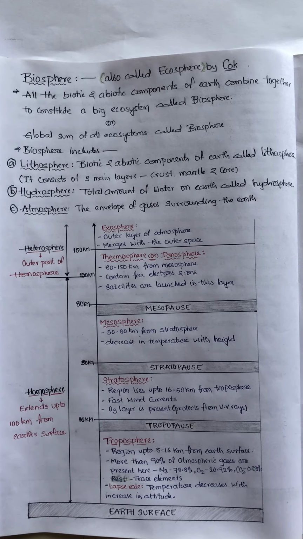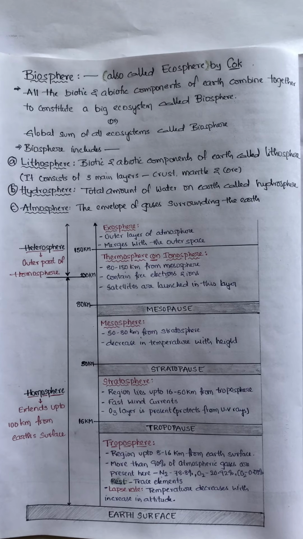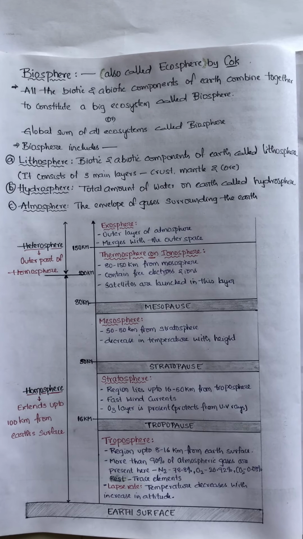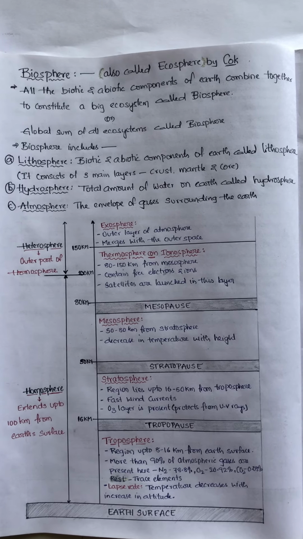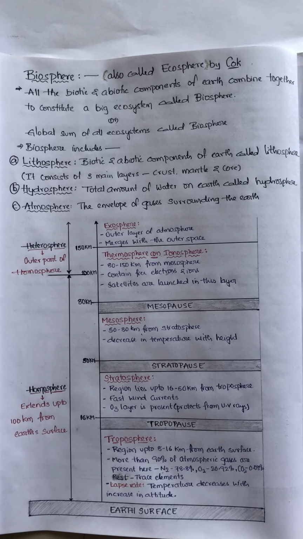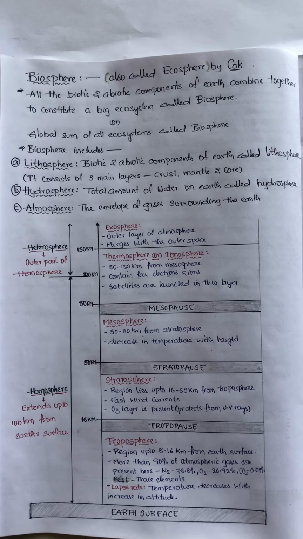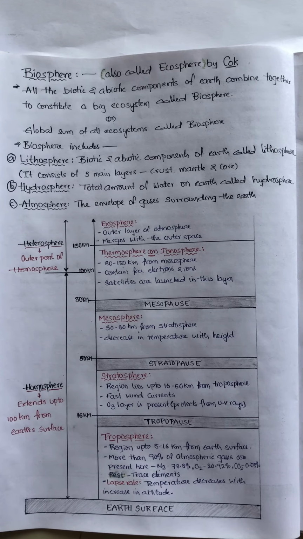The first one is troposphere. Troposphere means from the earth surface 8 to 16 kilometers is called the troposphere. Troposphere includes 90% of atmospheric gases. That means out of 100% of atmospheric gases, 90% are present in the troposphere itself.